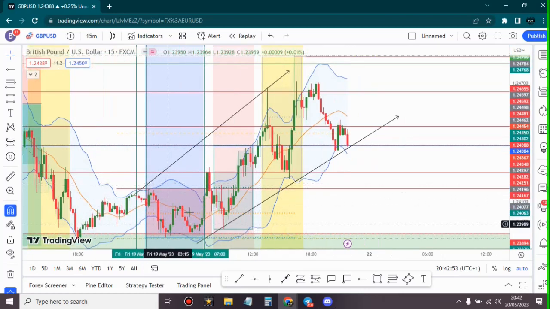So when you see this pattern like this, what do you expect? We know that this is a W pattern, this is a reversal pattern. We should be expecting the market to go bullish in that particular trading day.